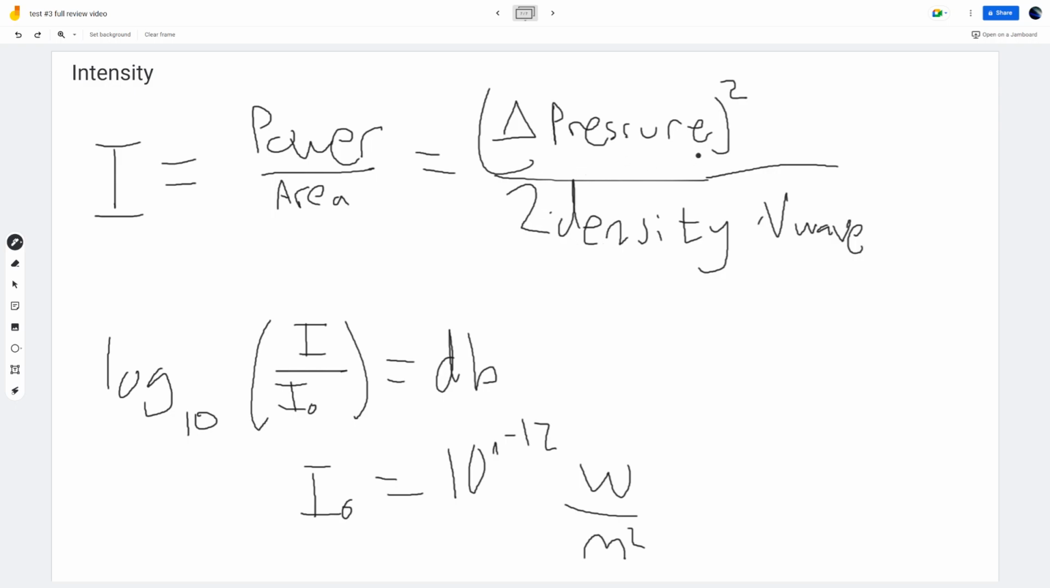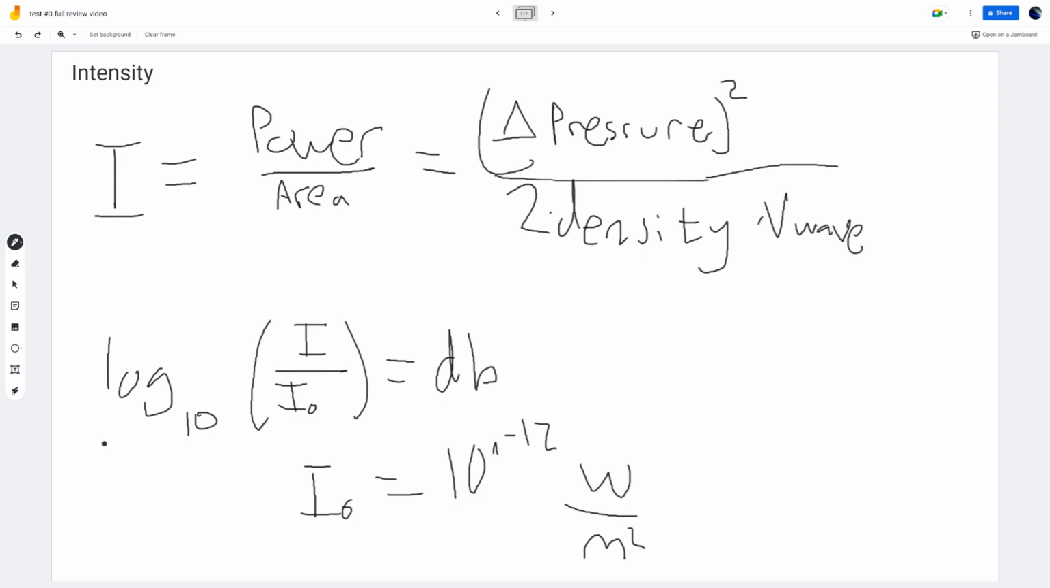So that change in pressure is basically, I believe, a max difference between the maximum and minimum pressure. For instance, in air, the density is going to be the density of the thing it's going through. So might be air, might not. Then velocity of the wave is just velocity of the wave. Power over area is a more general form of intensity. I don't think we've ever used this, and I'm not sure if we ever will.